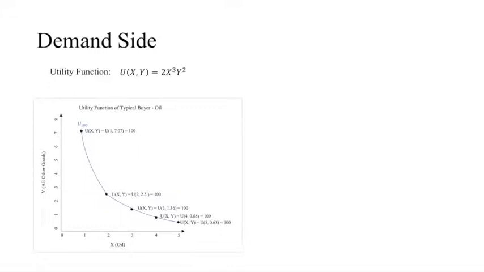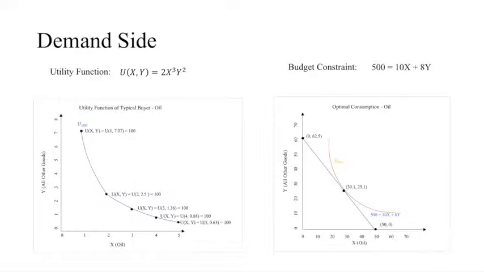If we were to graph the utility function of a typical consumer, we would get a U-curve like this, convex to the origin. Given the utility function and budget constraint, we can find the optimal consumption where the two curves are tangent.